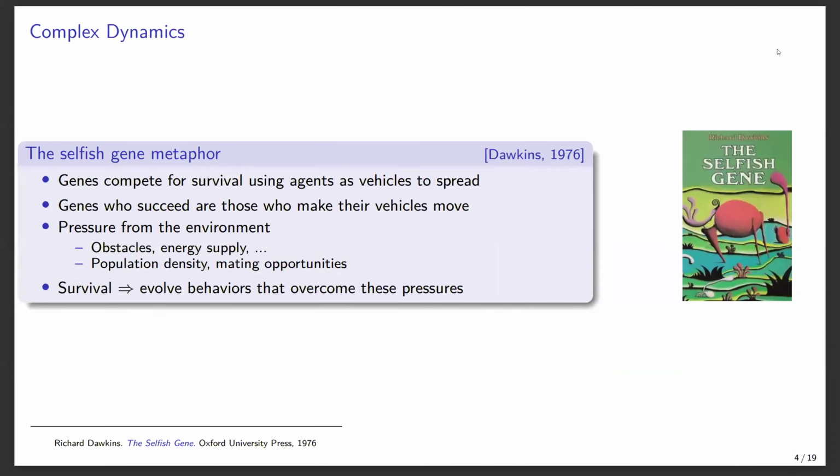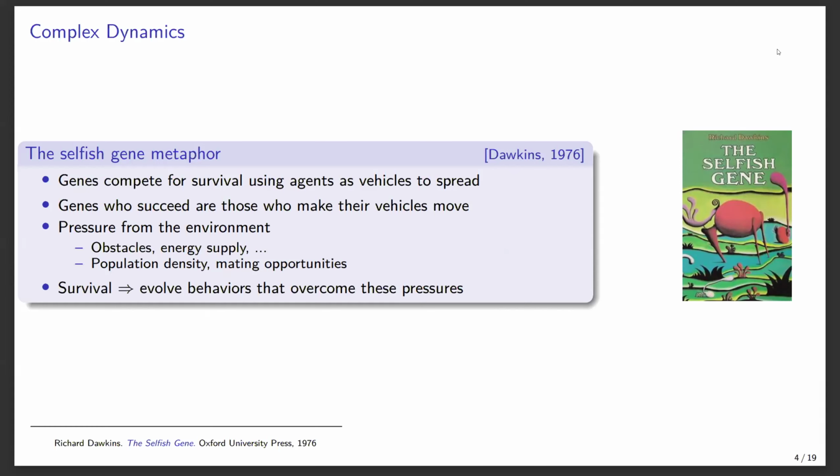So these algorithms have complex, interesting dynamics, and they can be compared to a selfish gene metaphor, in which we have a set of genes that are embodied in agents and compete for survival. They use their agents to spread. If a gene doesn't spread, it is lost. So there is an incentive to move and to evolve strategies that enable you to move and to spread your genes.